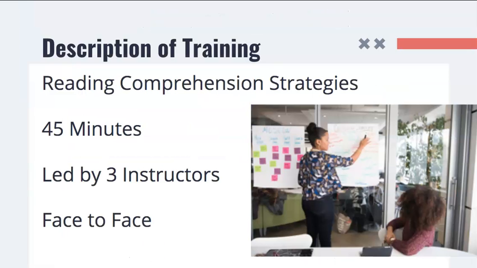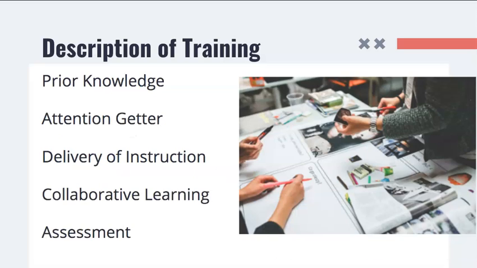In this professional development, teachers will be presented with 3 practical reading comprehension strategies during a 45-minute workshop. The workshop will be led by instructors from the English department in a face-to-face setting. Description of training. After activating prior knowledge and recreating the experience of a second language learner, the instructors will present 3 methods of developing reading comprehension in their subject area: coding text, double-entry journal, and self-talk.